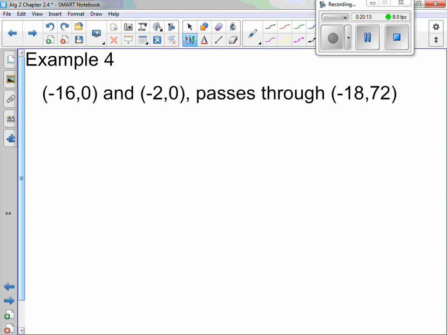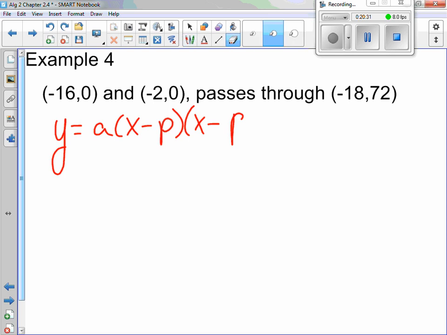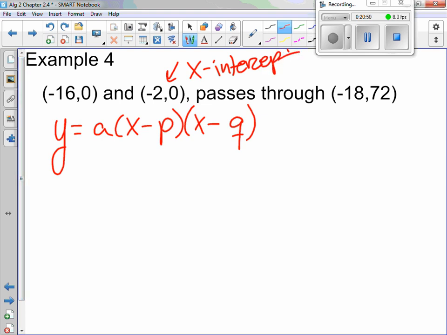Now it tells us we have the points negative 16 comma 0 and negative 2 comma 0, and it passes through this point. It is the intercept form, yes. The reason we know it's intercept form is that it is the x-intercept when the value of y is 0. So when we have x comma 0, this is telling me it's an x-intercept.